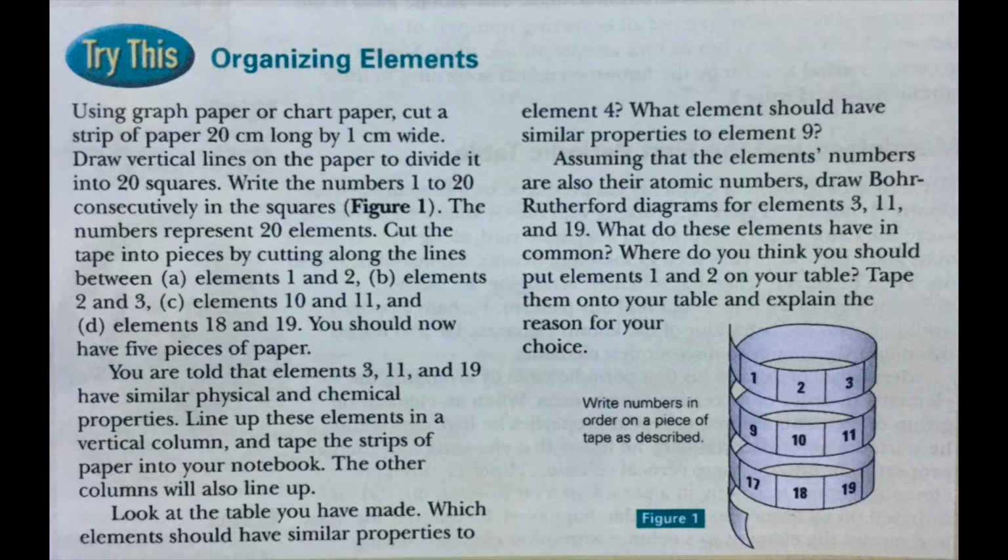Which elements should have similar properties to element 4? Which element should have similar properties to element 9? Assuming that the elements' numbers are also their atomic numbers, draw Bohr-Rutherford diagrams for elements 3, 11, and 19. What do these elements have in common? Where do you think you should put elements 1 and 2 on your table? Tape them into your table and explain the reason for your choice. Figure 1. Write numbers in order on a piece of tape as described.